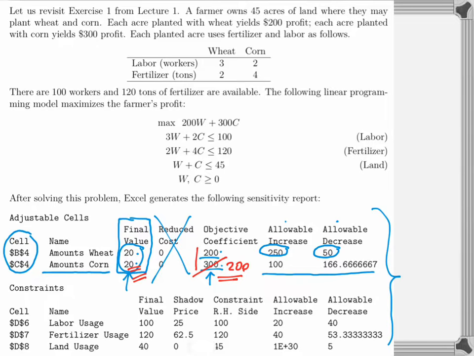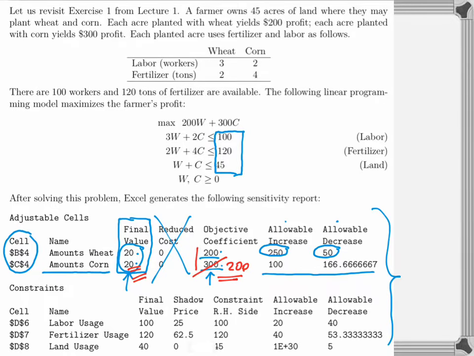Now let's look at the bottom table. The bottom table tells you things about your constraints, and you're going to use it if the question that's being asked is saying that a number in the constraints is going to change. More specifically, the changes that we have looked at in class were changes to what I'm calling the right-hand side numbers of the constraints, which are the numbers to the right of the symbols here.